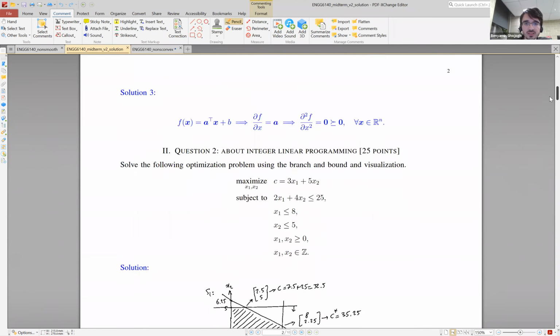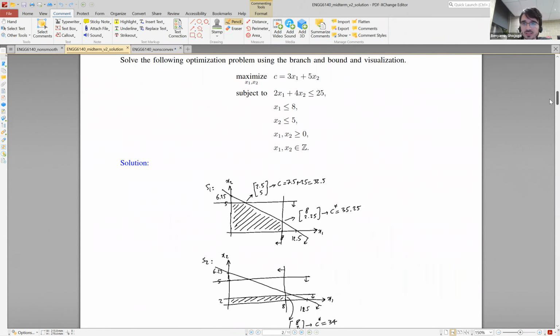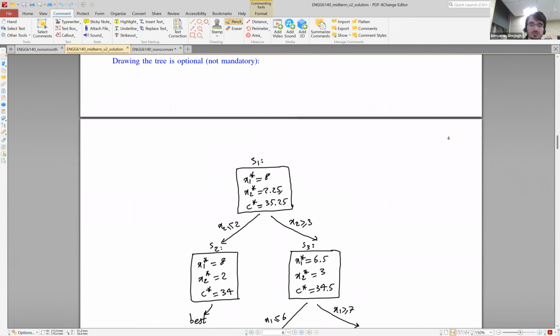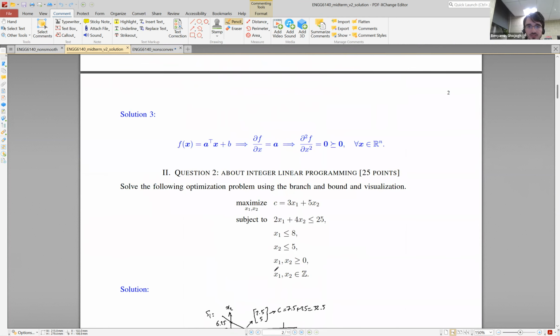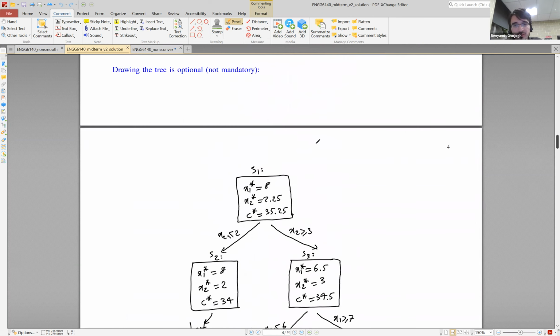So what we are doing, as shown in this tree, is that we relax this to be a linear programming problem. We disregard x1 and x2 belonging to the integer set, and if we solve that using the simplex method, we'll have x1 star equals 8, x2 star equals 2.25, and c star equals 35.25. Then, x2 here is a float number, therefore we can split into two ranges: x2 is less than 2 or x2 is greater than 3.